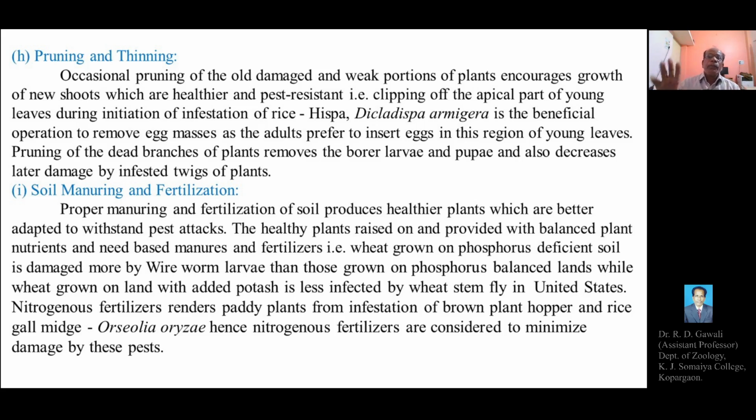So simply, a cultural practice, that is soil manuring and fertilization. Actually, the purpose of adding fertilizers or providing manure or nutrients to the crop is different, but this indirectly helps us in minimizing or avoiding crop infestation by certain insect pests. So this is also a very important cultural practice.